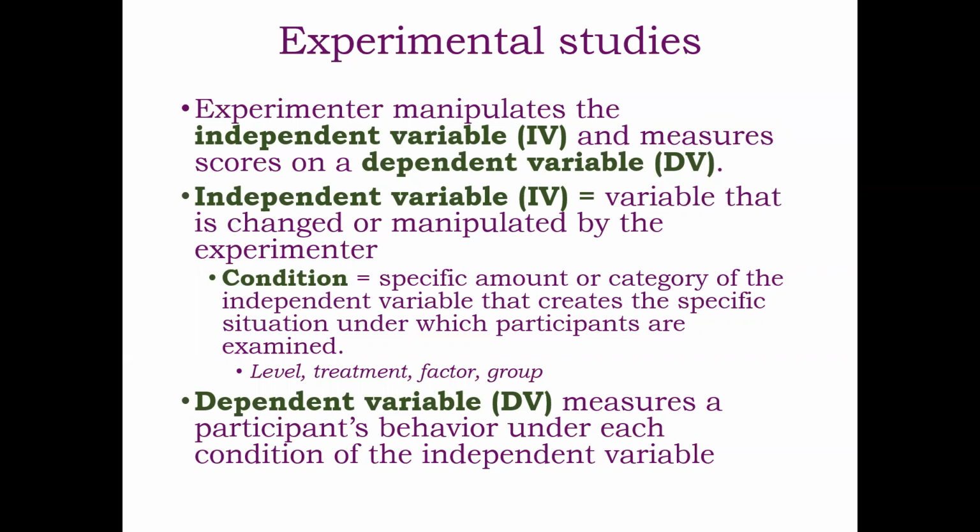Condition is also called the level, treatment, factor, group. And that's just the category of the independent variable that creates the situation under which people are examined, right? So violent video games, non-violent video games, right? The dependent variable is supposed to be caused by the independent variable, and it measures the participant's behavior under each condition of the independent variable. The independent variable is hypothesized to cause the dependent variable, and the way we test whether it does have a causal influence on it is by manipulating it and then measuring how that manipulation affects the dependent variable.